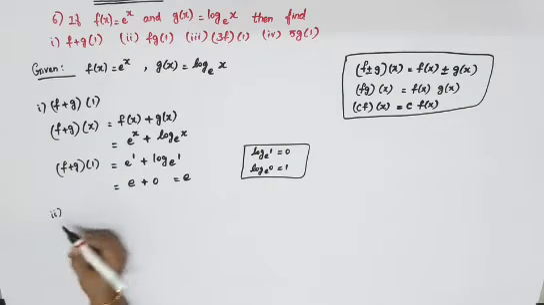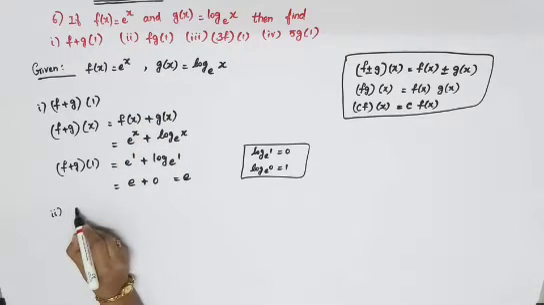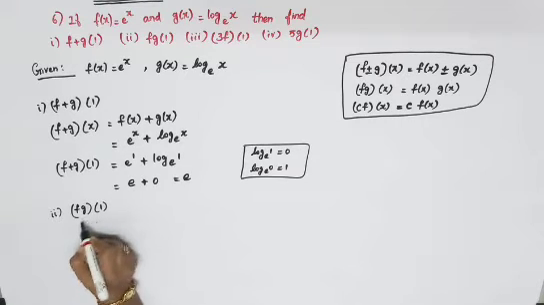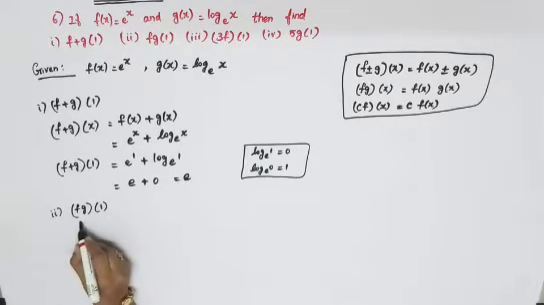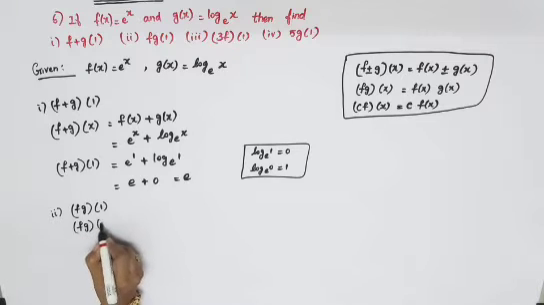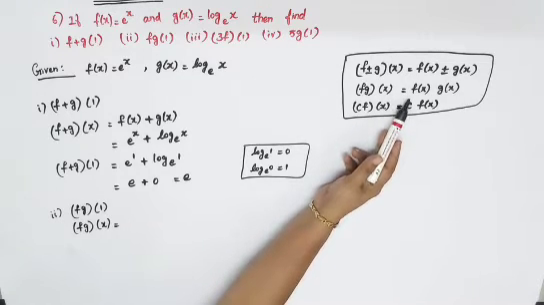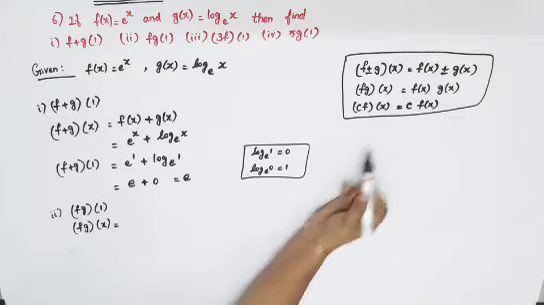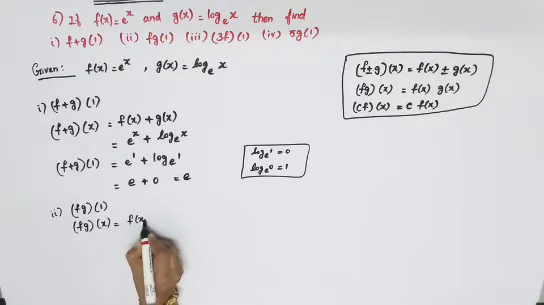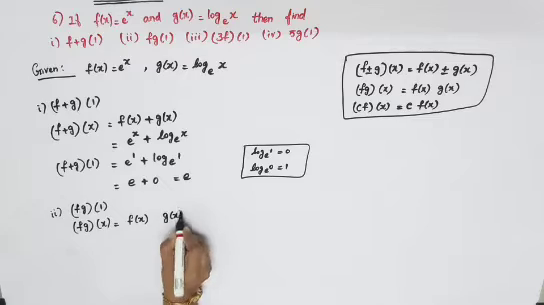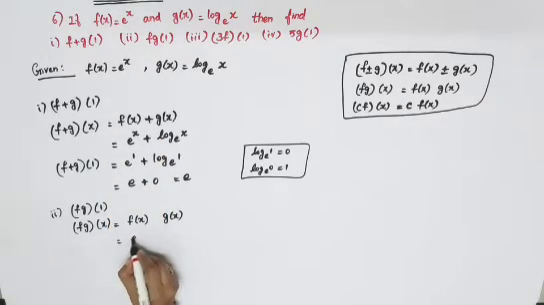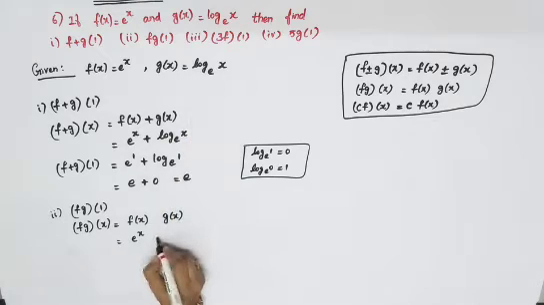Second subdivision, your question is fg of 1. So what you will have to find is fg of 1. If 1 is given, first we will have to find fg of x. Now getting back to your formula, your second formula, fg of x is equal to, you can split it up and write it as f of x into g of x. So f of x is there in your question, e power x, into your g of x, which is log x to the base e. You won't be able to do anything, so leave it as it is.